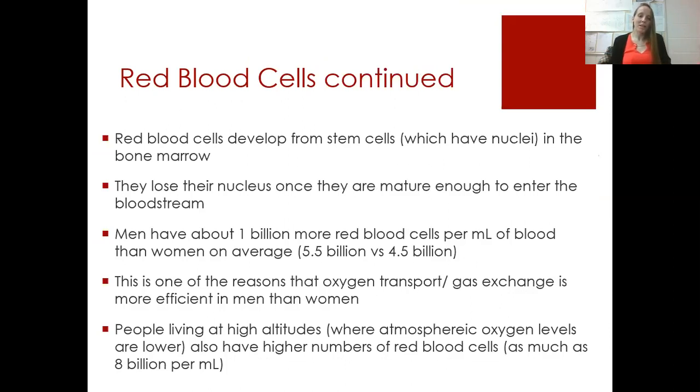Men have about 1 billion more red blood cells per milliliter of blood than women do, which is why oxygen transport and gas exchange is much more efficient in men than in women. And then people living at higher altitudes, where there's less atmospheric oxygen, also have a higher number of red blood cells. It can be up to almost twice as much as the average female.